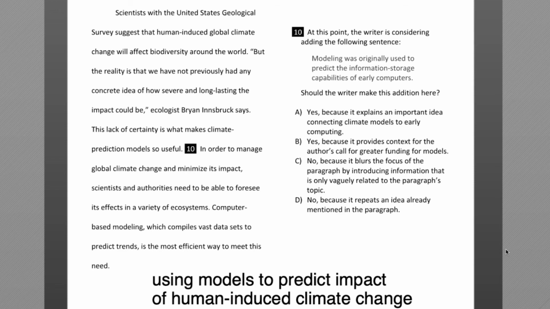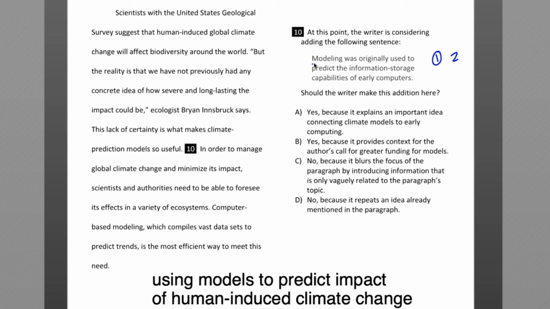All right, so now that we have nailed down the paragraph's main point, let's ask ourselves if the information they want to add is first of all new and second of all relevant. Is it new? I think it definitely is new. I don't think we've been told before now in the paragraph that modeling was originally used in early computers to predict information storage. So it is new. Is it relevant, though? That's the real question. And I don't think it is.